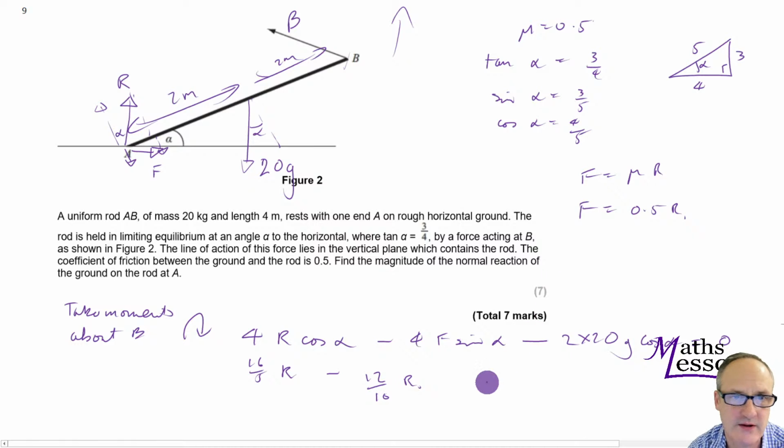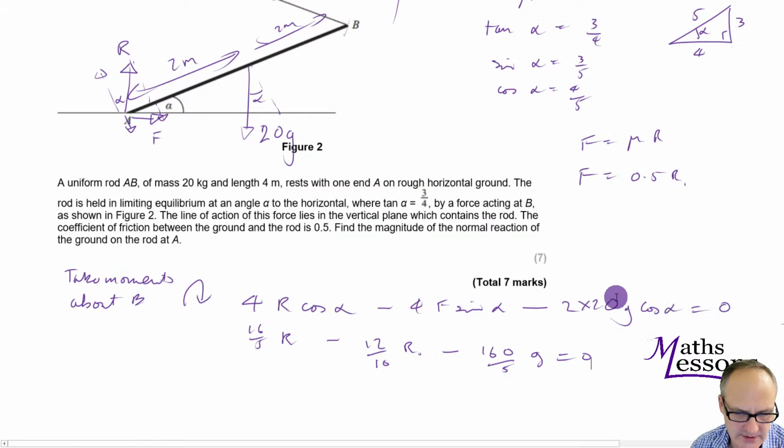So I did all of that bit of math ahead. Let me just check I got that right. 12. Yep, that looks good to me. So, and then we've got minus 40G cos alpha. Now, cos alpha is 4/5. So we're going to have 160 over 5 G equals 0.